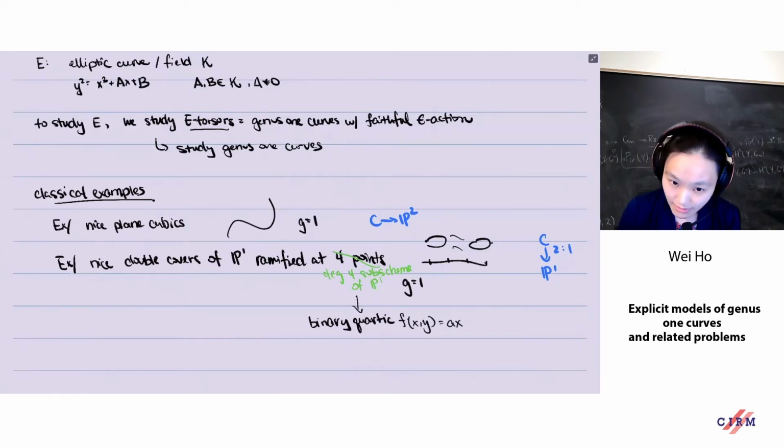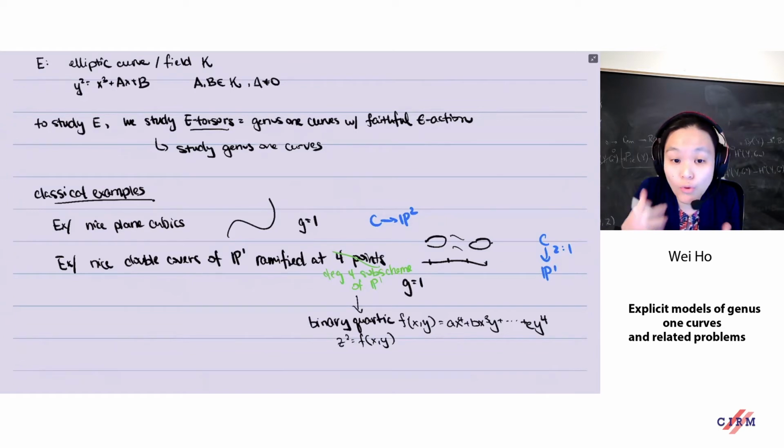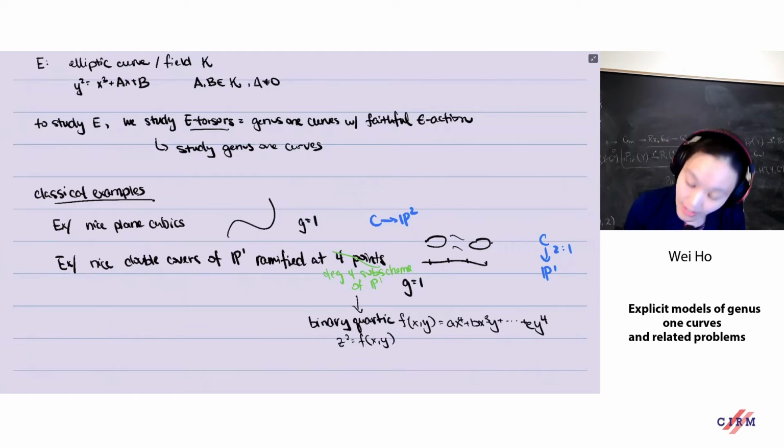So we can write down something like this, and then we write, say, z squared equals f of x, y. To be a little bit careful because we're working in, say, a weighted projective space. But we can write these things down very explicitly, these kind of double covers. So we have equations for all of these things.